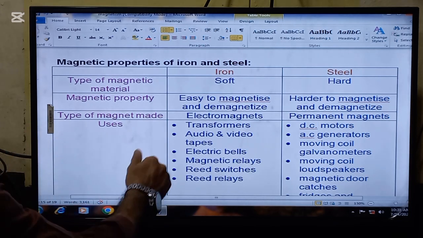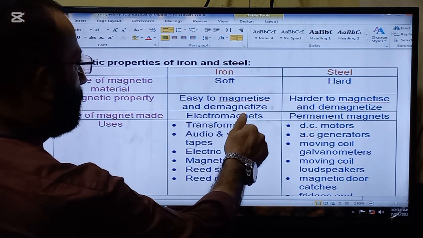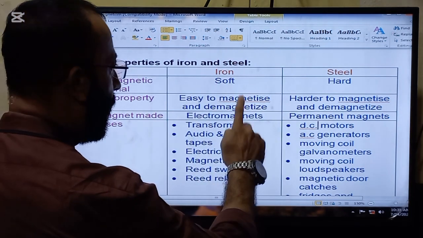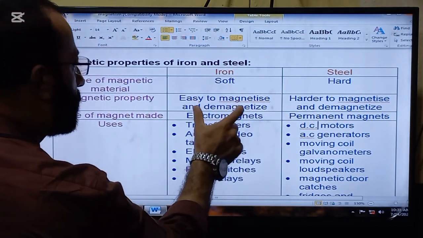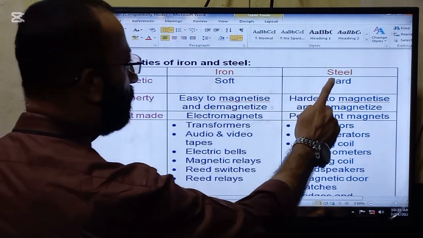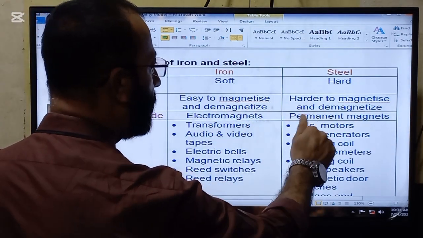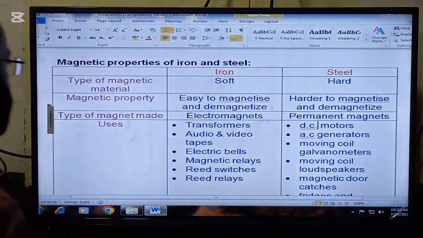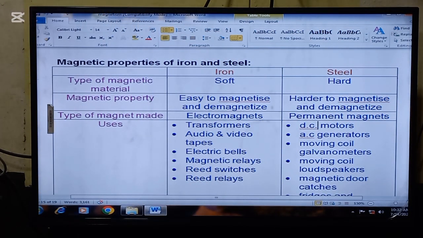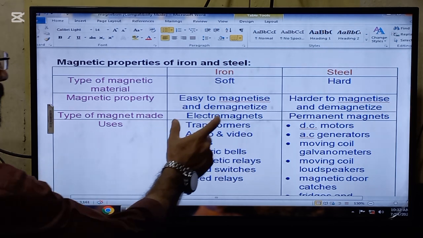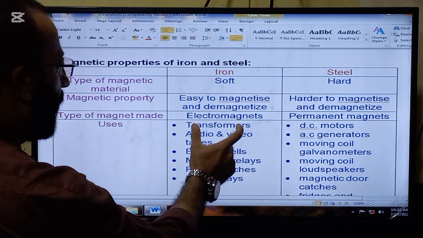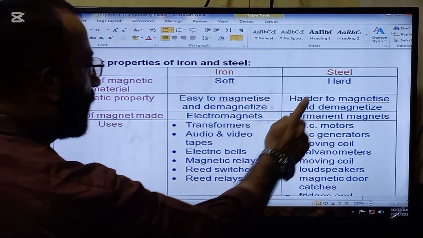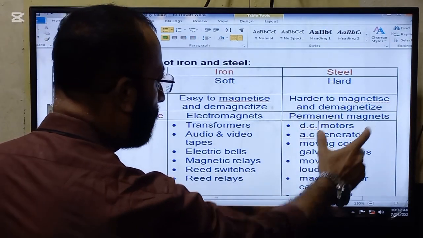Magnetic property. Iron is easy to magnetize and demagnetize, and that's why it is called a soft magnet. Whereas steel is harder to magnetize and demagnetize, and that's why it is called a permanent magnet. Next, type of the magnet made. Iron is made as an electromagnet, whereas steel is called a permanent magnet.